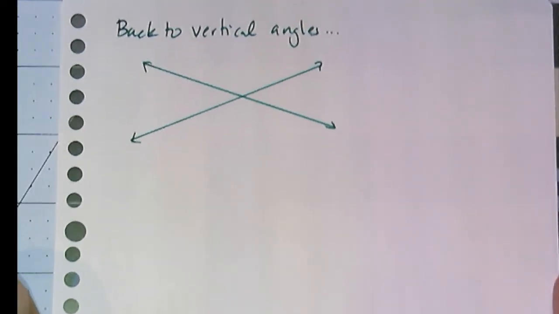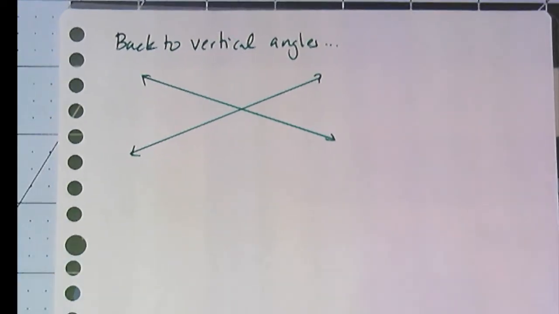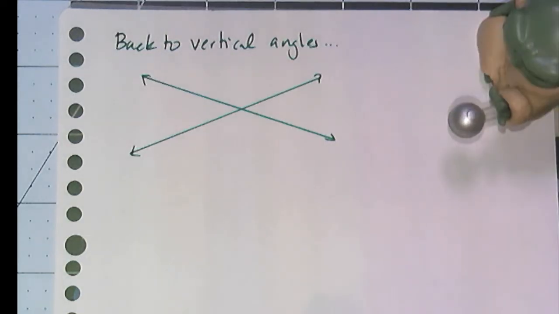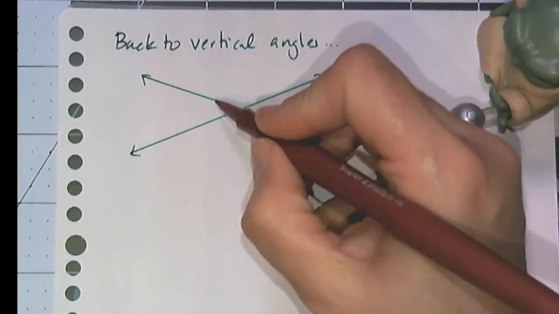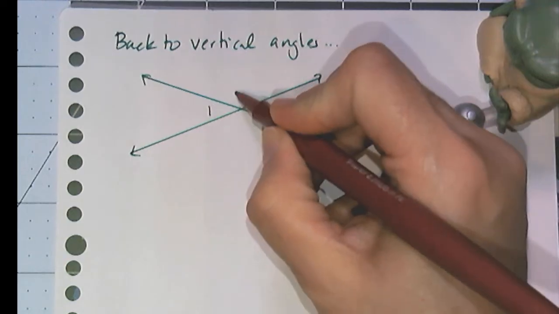So now let's go back to our vertical angles, and let's actually try to prove that vertical angles are congruent. First off, I'm going to number them, because they don't have numbers and they're not identifiable, and I need to be able to distinguish between them.